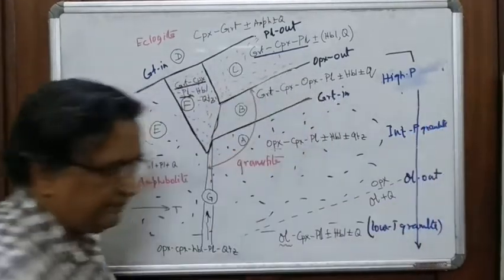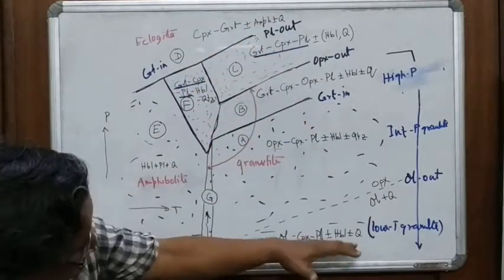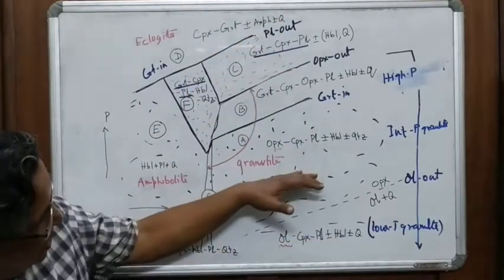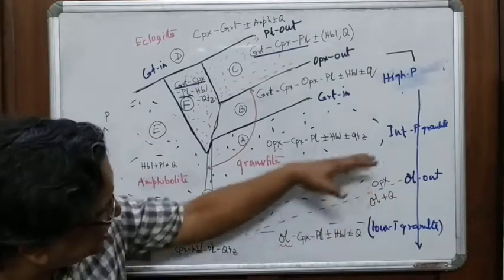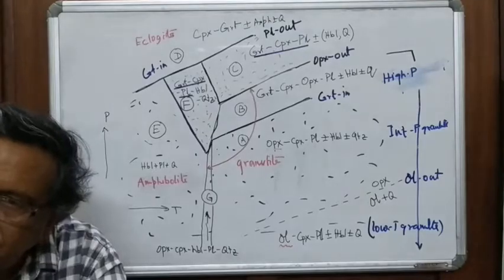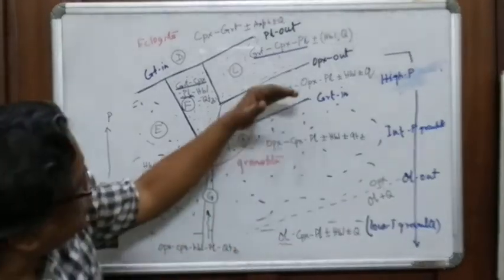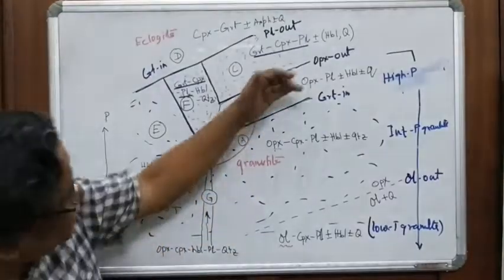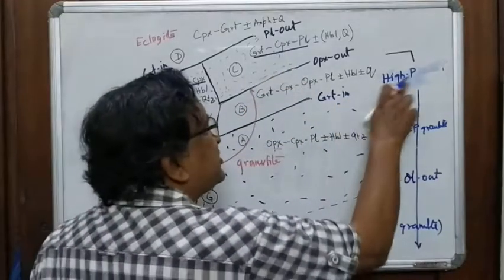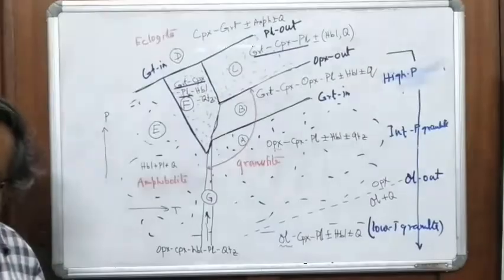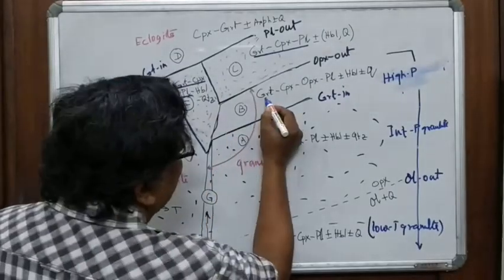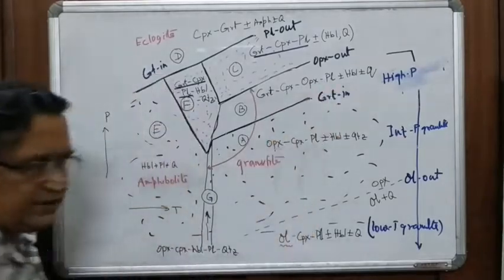So here, as you go up, low pressure granulites, olivine bearing, no orthopyroxene. Then olivine out reaction, and you have intermediate pressure granulites where you have orthopyroxene, but no garnet. As you go up pressure, then you have garnet-in, so you have high pressure granulites. Garnet-in means orthopyroxene is still not gone out. Orthopyroxene is still in the assemblage. Here you can see garnet, clinopyroxene, orthopyroxene, plagioclase.